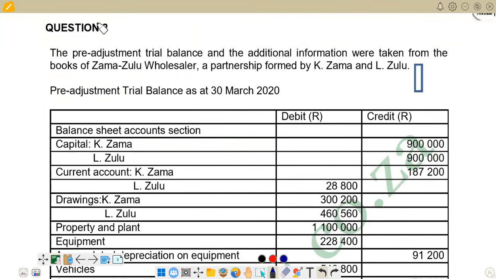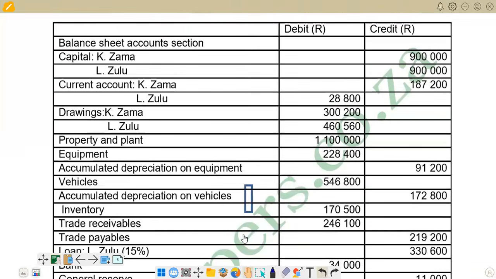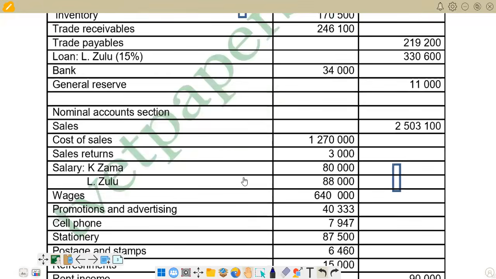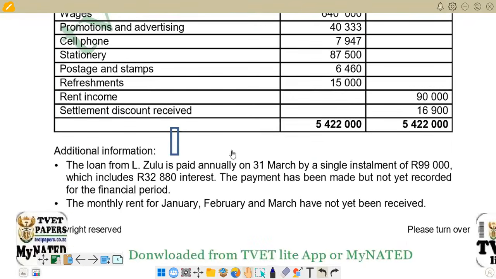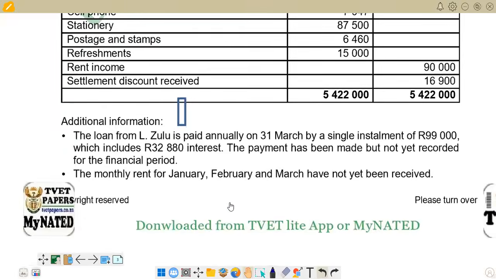This is our question 2. And it reads, the pre-adjustment trial balance and the additional information were taken from the books of Zama Zulu Wholesaler, a partnership formed by K Zama and L Zulu. The pre-adjustment trial balance is at 30 March 2020. This is the trial balance that you are given, with the two columns, debit side and credit side. If you go down, we have some additional information given beneath this trial balance.